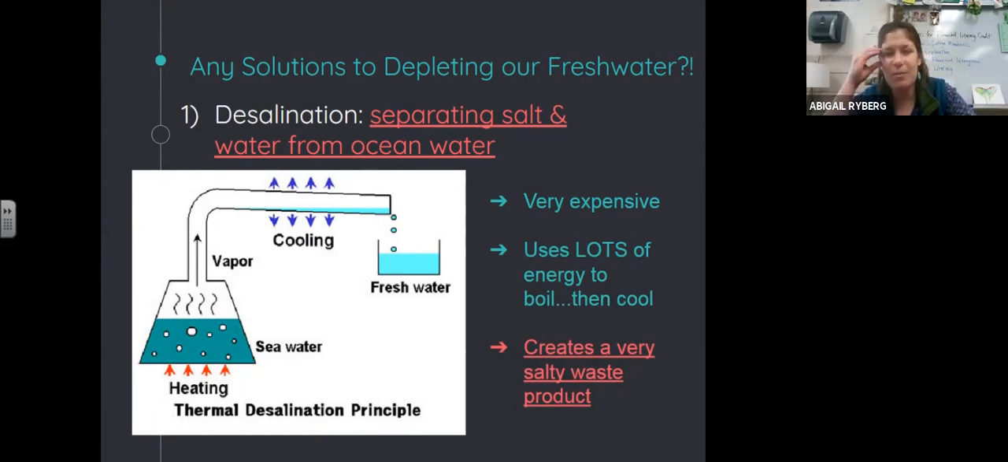So any solutions to depleting fresh water? Number one, the first thing that always comes up, people suggest, is desalination. Basically, if there's so much salt water on the planet, why can't we invest enough money and enough energy into being really good at getting the water from salt water? That process is called desalination, basically separating the salt from ocean water. The problem is at this point, it is still just so expensive. It takes a lot of energy to boil the water, to constantly keep the water boiling, and then cool it.